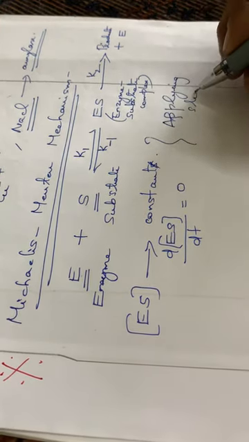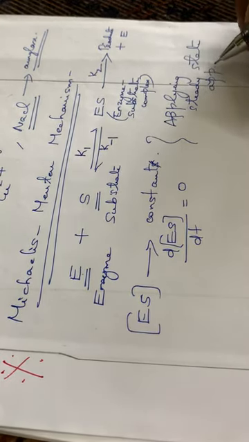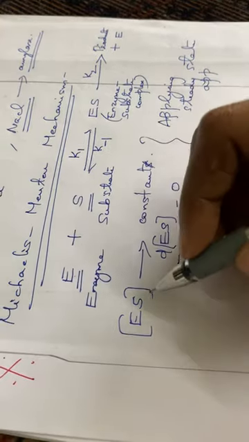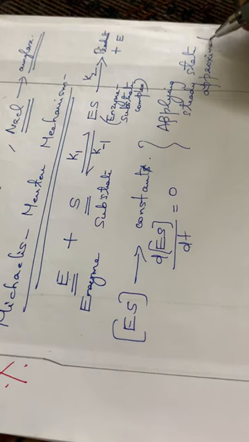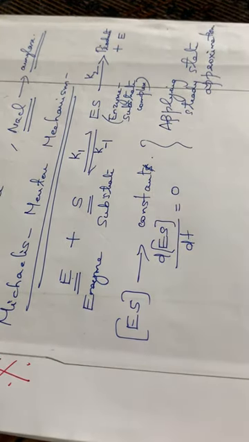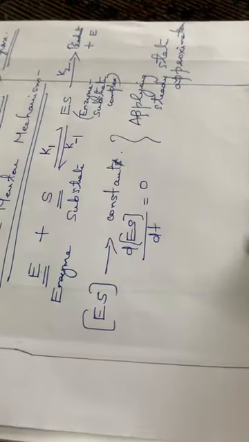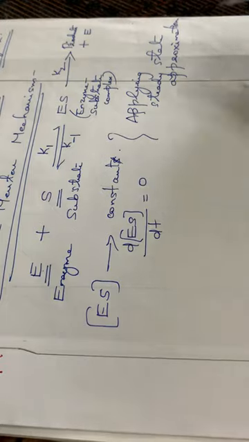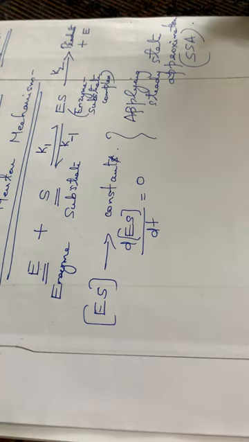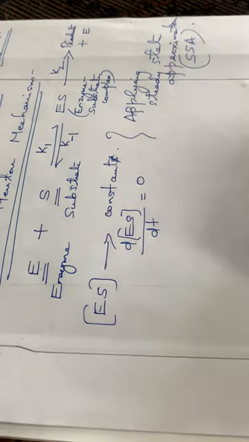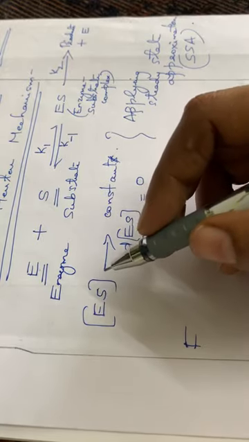By applying the steady state approximation, the concentration of this ES, enzyme substrate complex, will be equal to a constant, or while differentiating with respect to t, d/dt of ES will be equal to 0. So this is the steady state approximation. Here we have to apply this particular rule, and also one more equation is there. The rate of formation of this ES will be equal to a constant, isn't it?